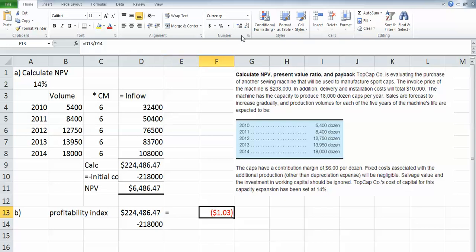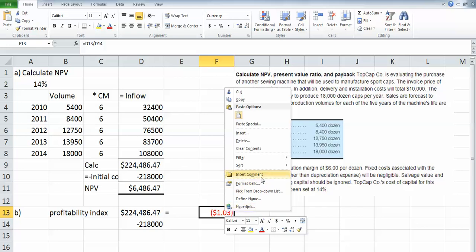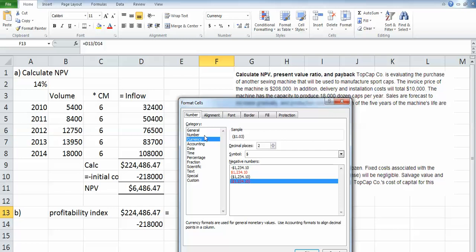That's not right. It's not in dollars, so we need to change it. It's just 1.03. Again, a higher number here would be preferred. So we just want a regular old number. That's fine.